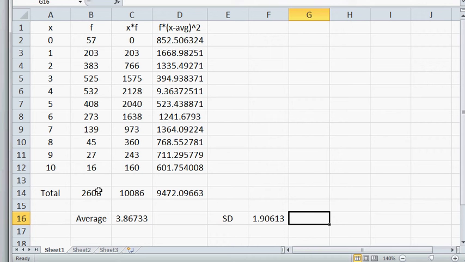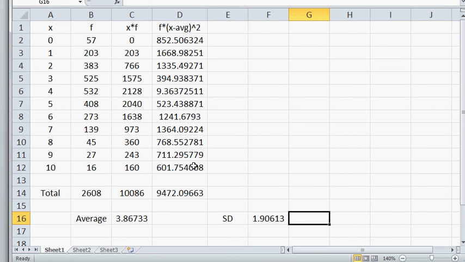So the steps here are very similar to the other video that is on the website right now, where I figured out the grouped mean and standard deviation for the Census Bureau data. This one was actually one step simpler because the x values were given. In the other video, we actually had to figure out a quick average to find the mark of a class. Here there are no marks, I just have the numbers 0 through 10.